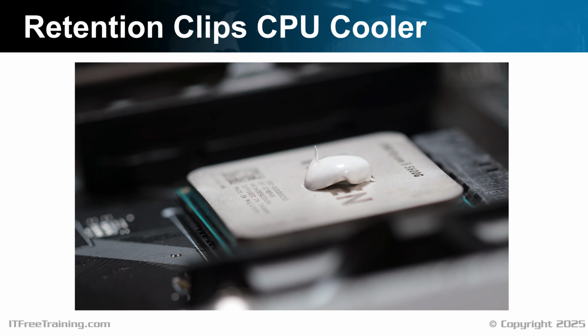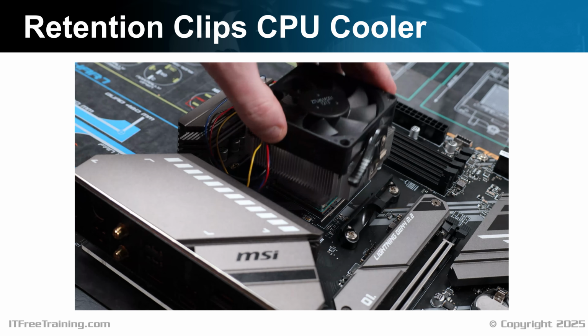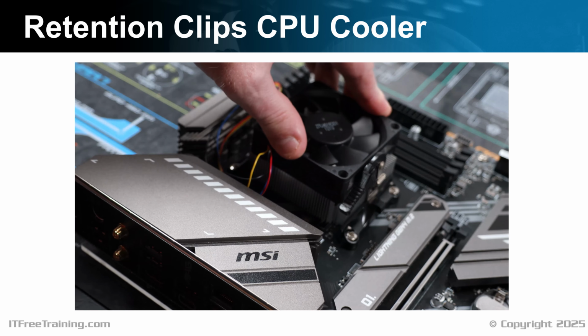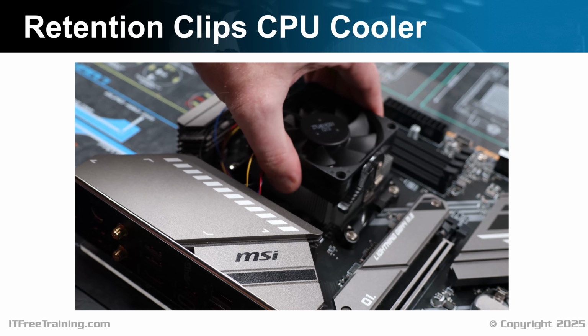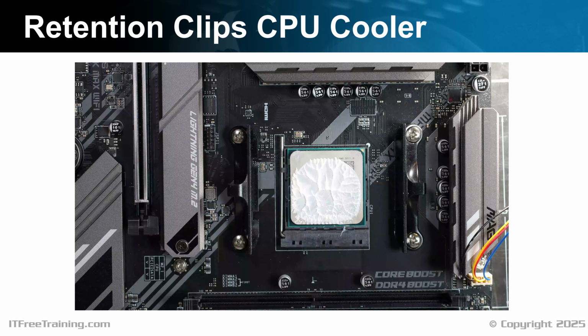I will try to make it about the size of a pea, but in this case, I have accidentally put a little bit more on than I wanted to. I'll now put the CPU cooler on the CPU. I want to push it down a little bit to spread the thermal paste around, and then I'll remove the CPU cooler to see how well it has spread. You don't necessarily need to do this step, but I like to make sure the thermal paste spreads out in the Goldilocks zone, not too little and not too much.